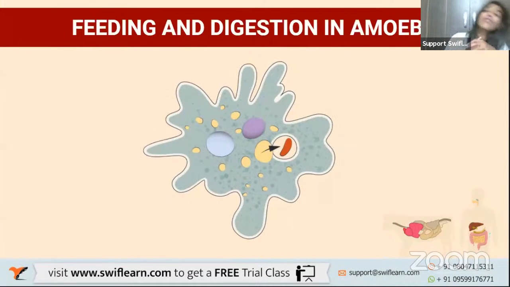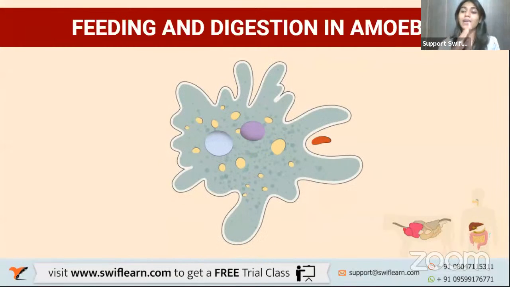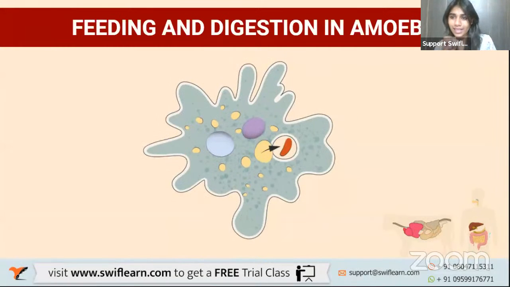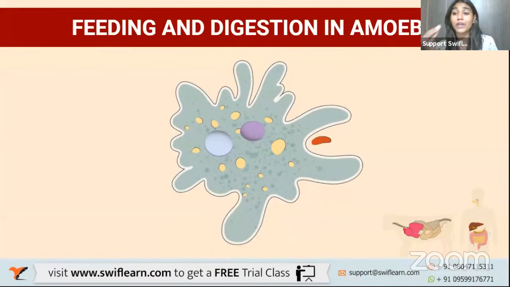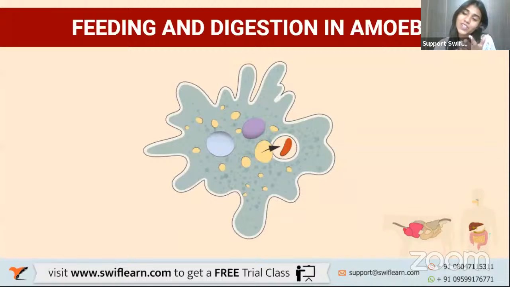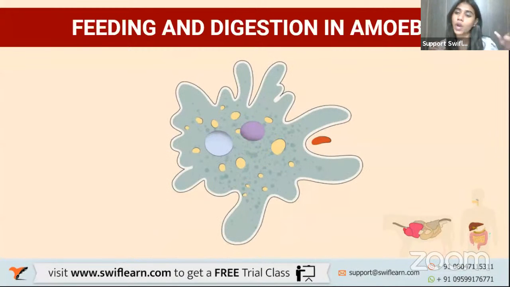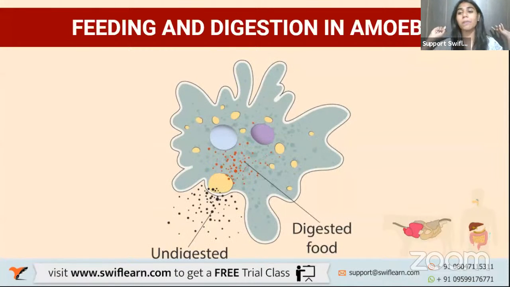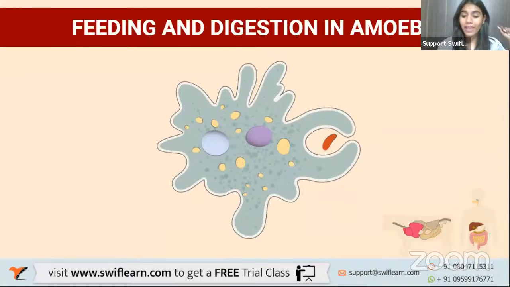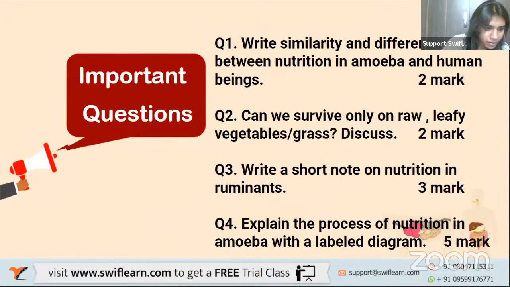Inside the food vacuole, you have enzymes that will digest this food that is taken in. A food vacuole basically will produce a lot of enzymes that will digest this food. What is not required is thrown out of the body, and what is required is utilized by the body. So this is how the digestion of amoeba works. I hope that is clear.